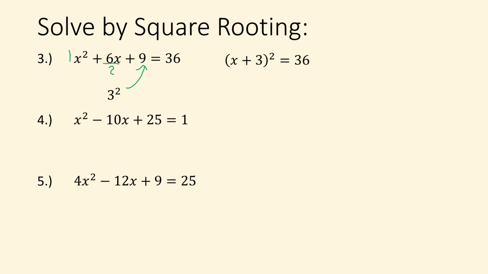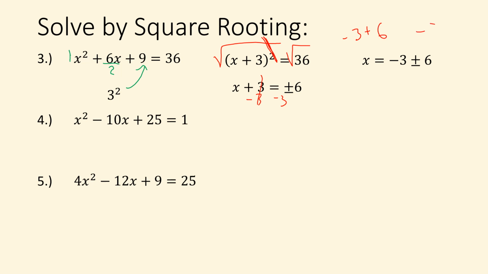Once we have this, square root both sides. Now remember from the last section, when we square root to get rid of a squared like this, we have to write in that plus minus. So x plus 3 equals plus minus 6, positive and negative 6. We're going to move this 3 to the other side, and we have negative 3 plus minus 6. So in other words, we have negative 3 plus 6. That's going to be one of our answers, and negative 3 minus 6. That's another answer. So our two answers are positive 3 and negative 9.